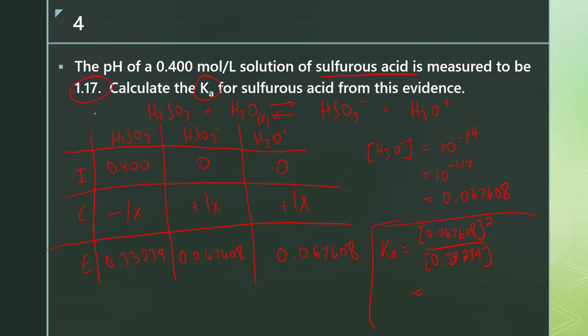We want just 2 sig digs in this question. The reason it's 2 and not 3 sig digs is remember, with pH, only the decimals count for sig digs, so there's just 2 sig digs on that. I'm getting 0.014, or I guess you could say 1.4 times 10 to the negative 2.